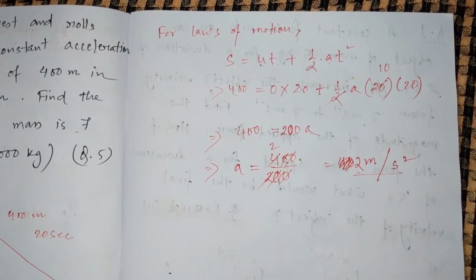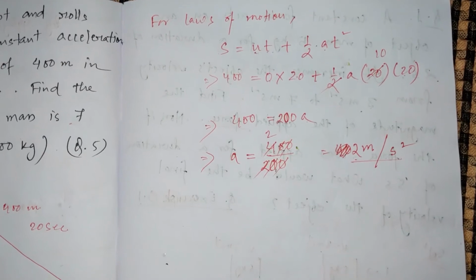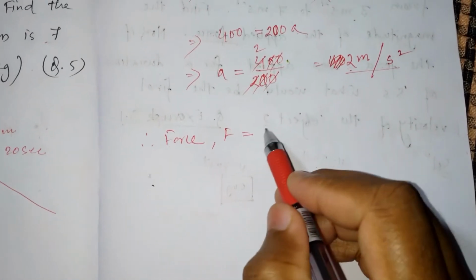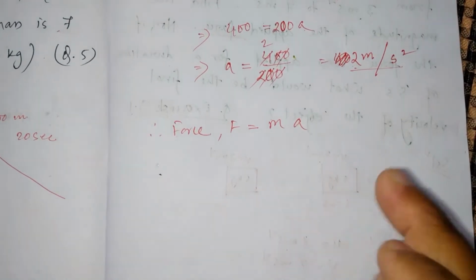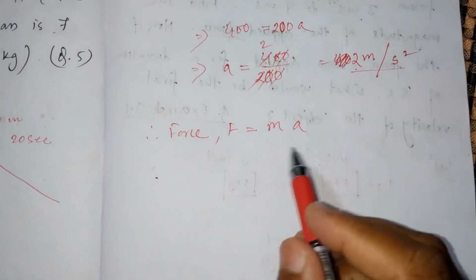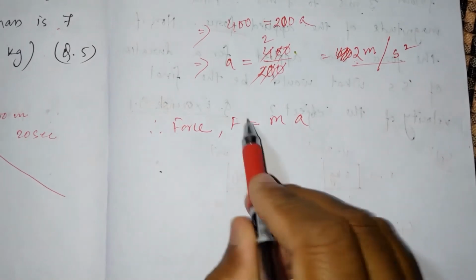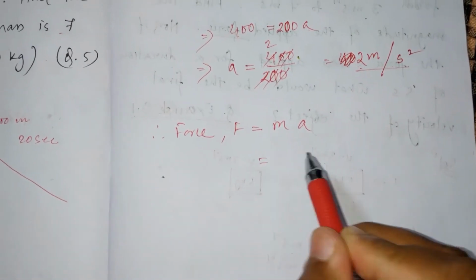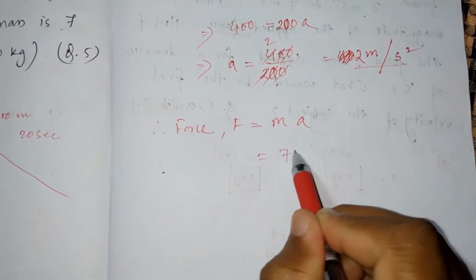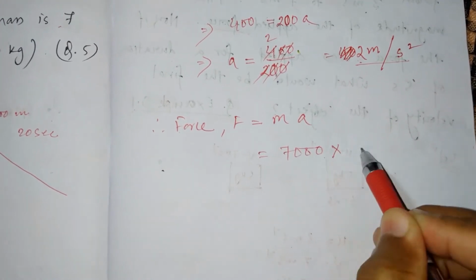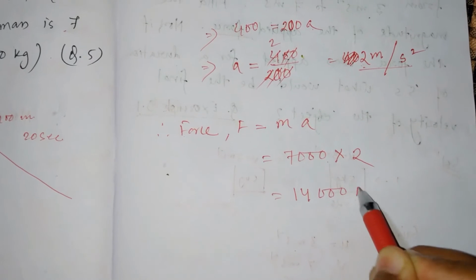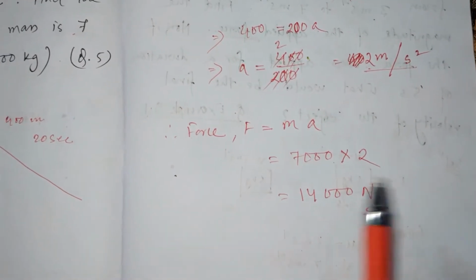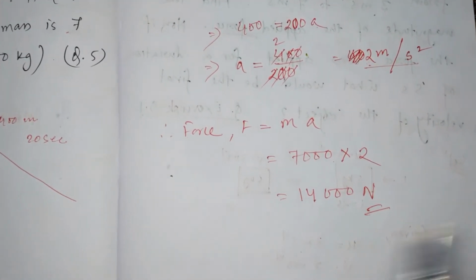So let's see how to find the force. For finding force, we have the formula force F equal to ma. This is Newton's second law. From here you will get the value of F. Okay, this is force. So m is how much? M is 7,000 into a is 2, so it will be 14,000 Newton. So this much force is acting on the truck. Okay, so this is the end of this answer.